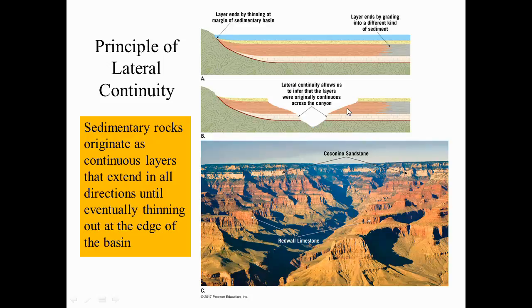But we can make the assumption that these rocks were originally continuous. And as a result, we can correlate rocks on one side of the canyon with their counterpart on the opposite side of the canyon. We're assuming that these rocks were originally continuous. And that's basically what that principle states. In the photograph below, notice that the Coconino sandstone occurs on both sides of the Grand Canyon, as does the Redwall limestone. So this is just one example of lateral continuity.